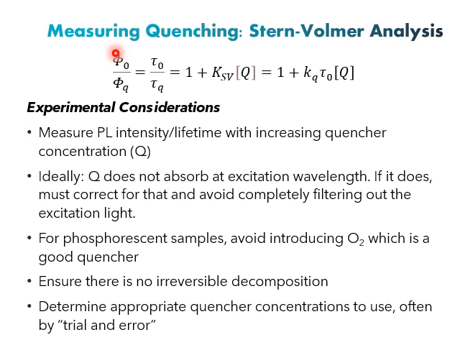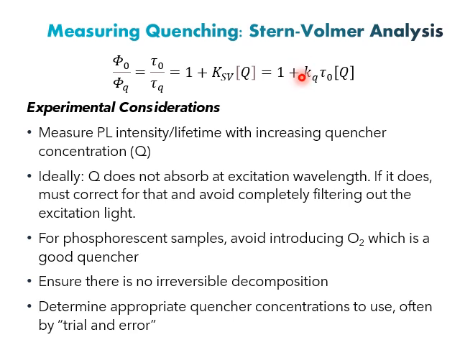And then finally, as you do these types of experiments, you have to determine the appropriate quencher concentrations to use such that you will see a reasonably large attenuation of the quantum yield and the lifetime that you can measure. And that's often done by trial and error. You'll just add in a little bit of quencher at a time.